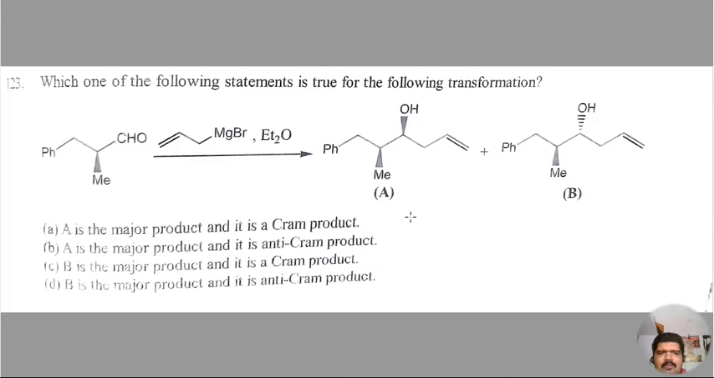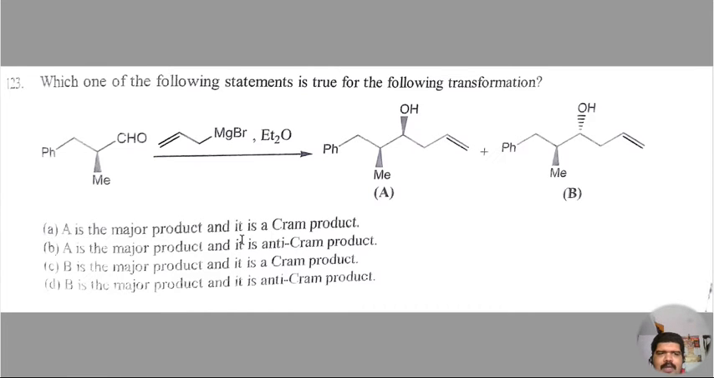So first of all, we can do the easiest thing. We can decide whether it is CRAM or anti-CRAM. We know this product obeys CRAM's rule, because you have the CRAM's rule with chelation model present here due to the chelation of this magnesium with this carbonyl oxygen. It will be following CRAM's rule, because the intermediate will be stabilized by this chelation between oxygen and magnesium. So it will be CRAM's product. So option A or C is the right answer.